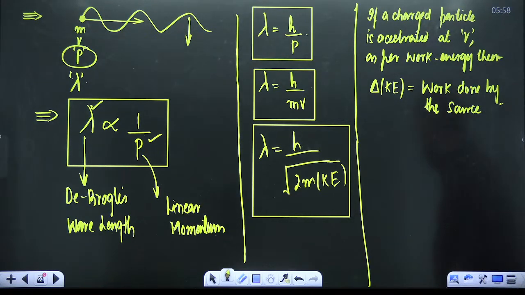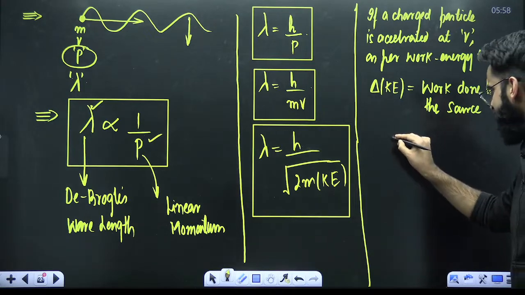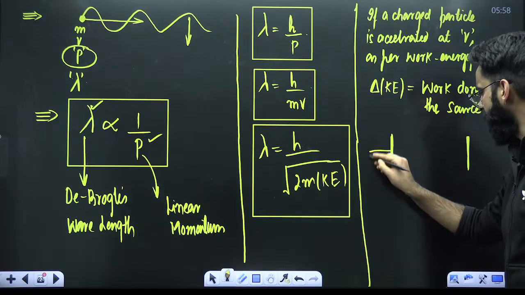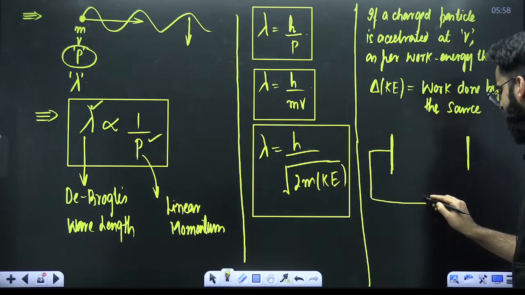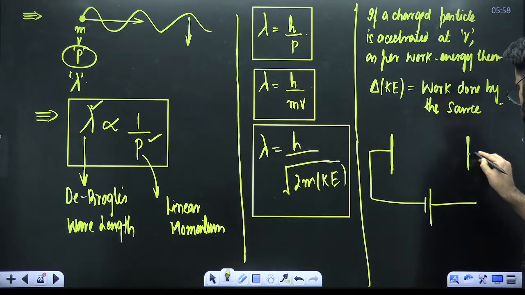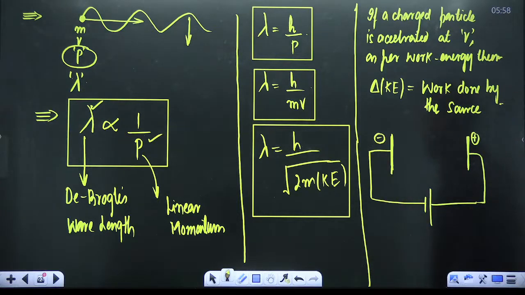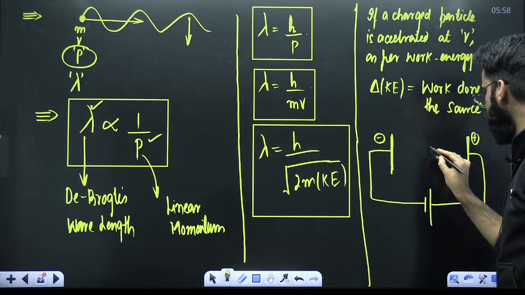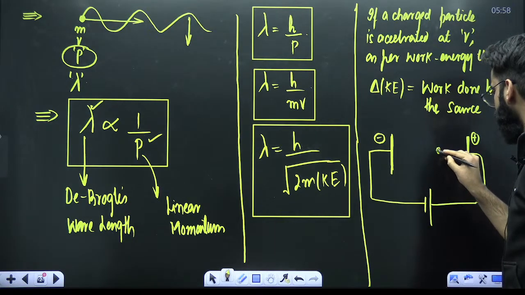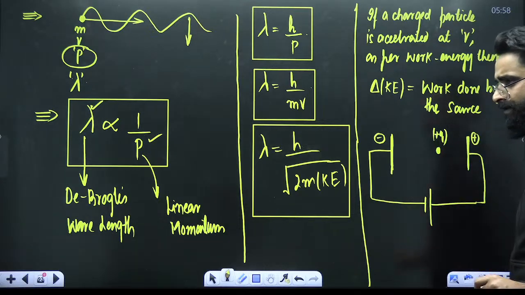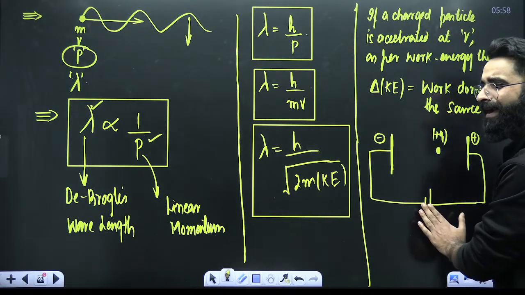What does it mean exactly? Try to understand what it exactly means. For example, guys, this is a plate. This is one more plate. I'm connecting these two plates with an external battery, right? Perfect. This plate is connected with the positive terminal, so it carries the positive. This carries the negative. Perfect. Now imagine I've got a charged particle over here, whose charge is plus Q.